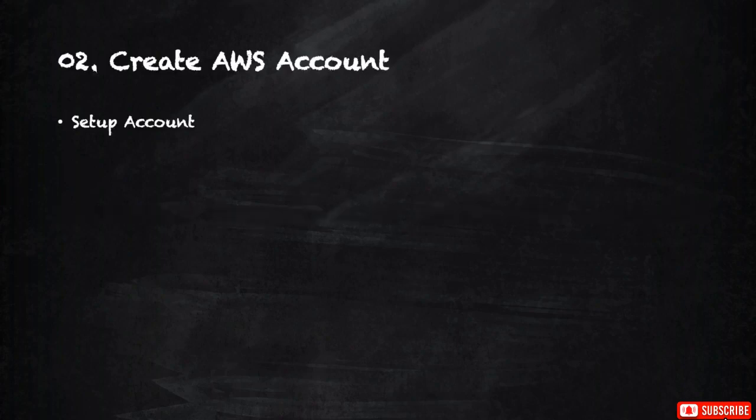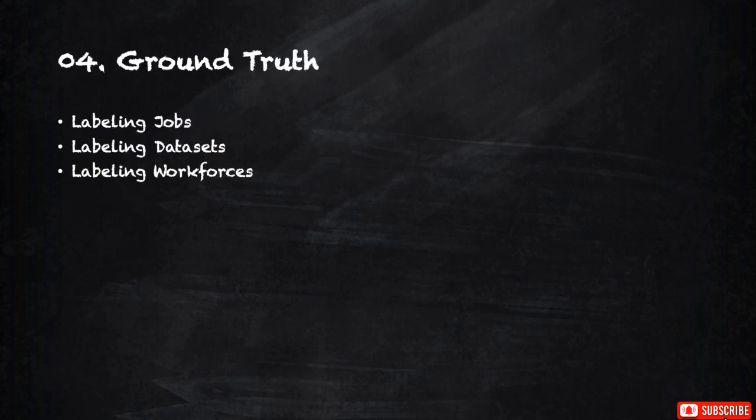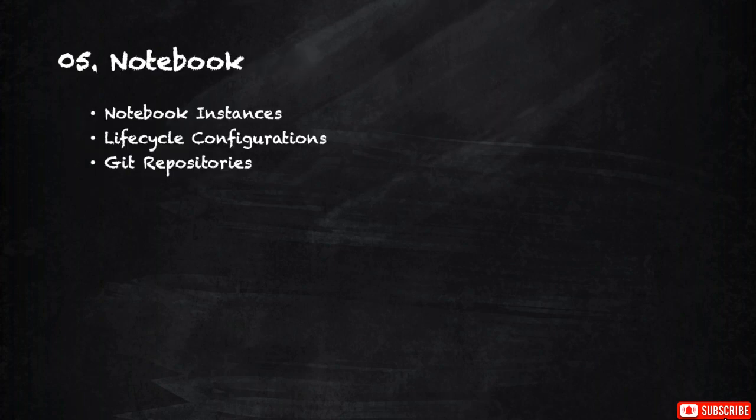In section 2 we're going to talk about how to create an AWS account and set up the account. In section 3 we're going to talk about Amazon SageMaker, so we'll cover SageMaker Studio, Dashboard, Search, and Images. In section 4 we're going to talk about Ground Truth, so labeling jobs, labeling datasets, and labeling workforces. Then we're going to talk about notebooks, so notebook instances, lifecycle configurations, and Git repositories.